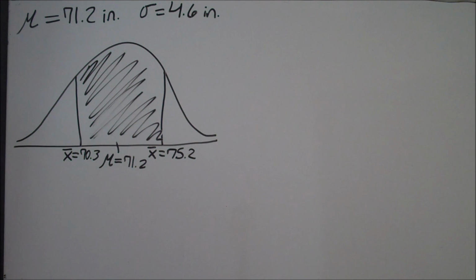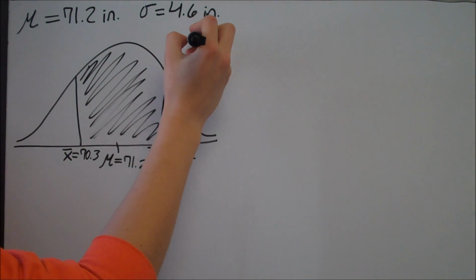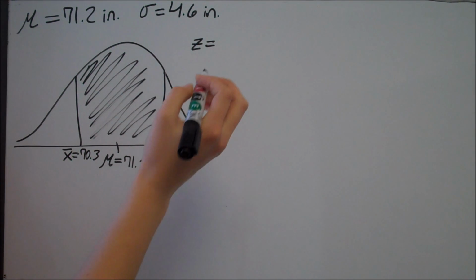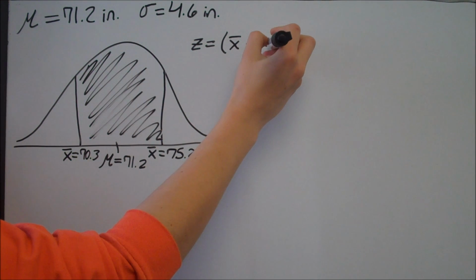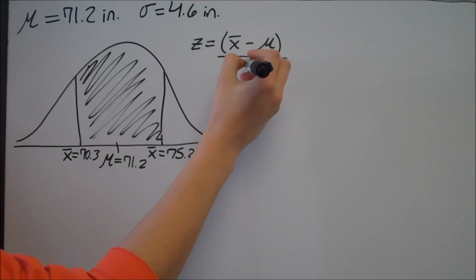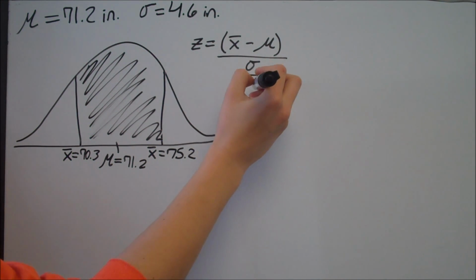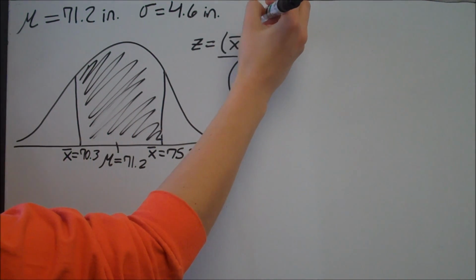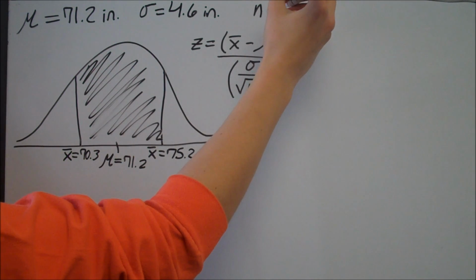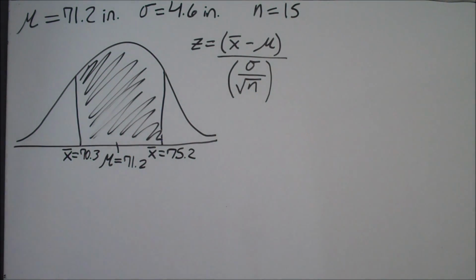Now, in order to find the probability, we're going to have to change our x bars into z-scores. And the formula to do that is z equals x bar minus mu over sigma, our standard deviation, over the square root of n, which is our sample size. So we'll go ahead and put that up here. n is equal to 15. So now we can go ahead and plug our numbers into our formula.